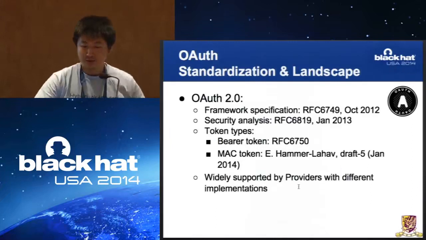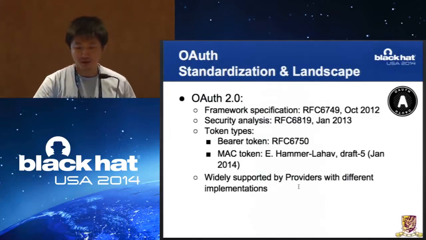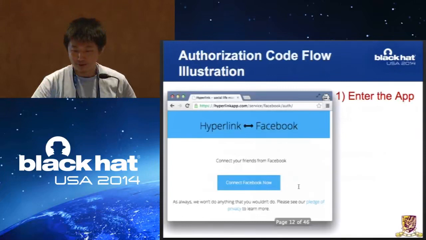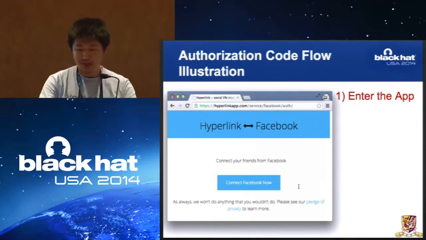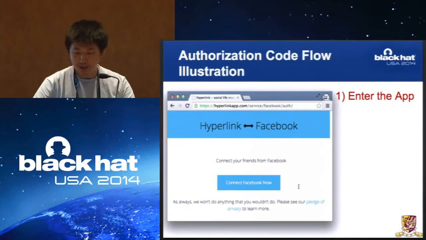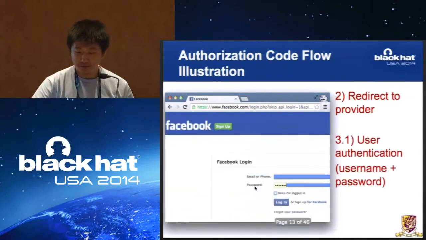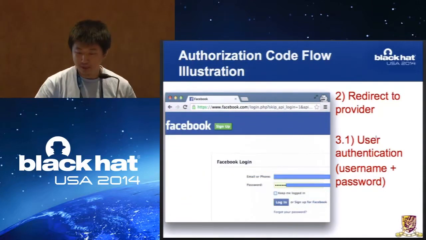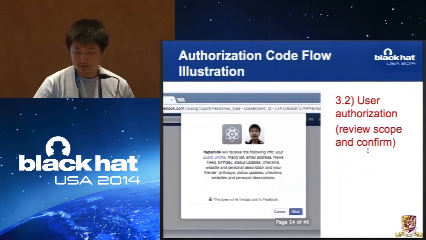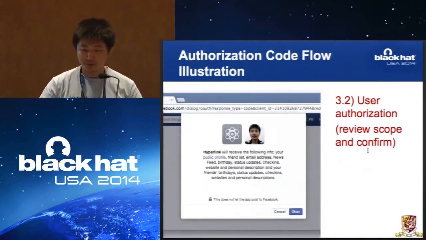Okay, so first let me show you one working instance of the OAuth authorization. First, you go to some app. For example, this is a hyperlink on Facebook. You enter the app, and you click this Connect Facebook Now. Then you are redirected to the provider. Here is Facebook, and you input your user name and password to authenticate. After this, Facebook will prompt you a long list of permissions. So you review and confirm. And those permissions are called scope in the OAuth terms.